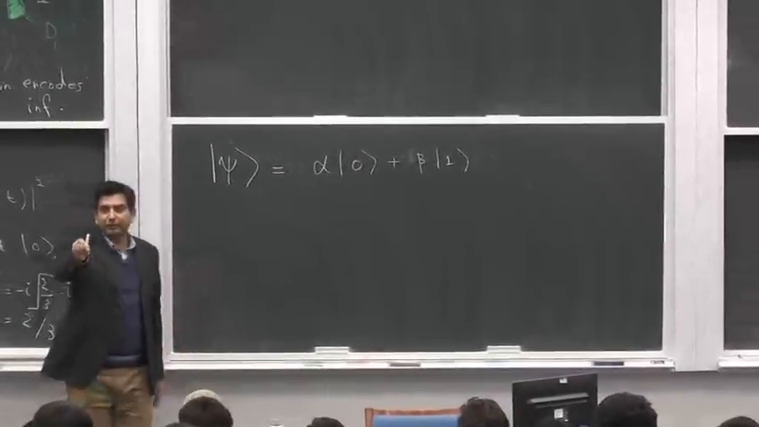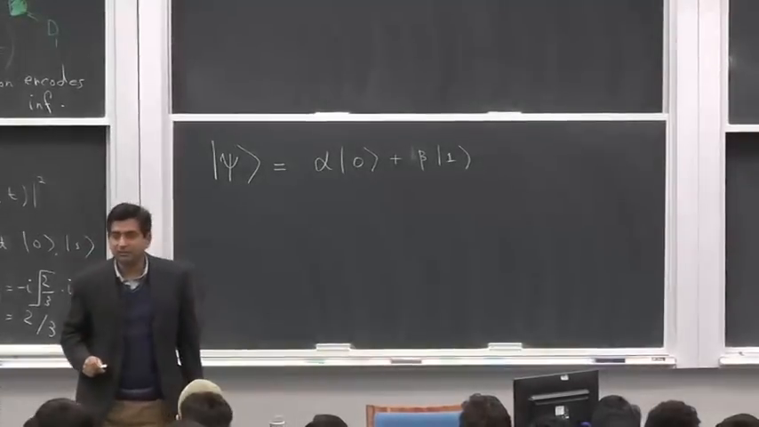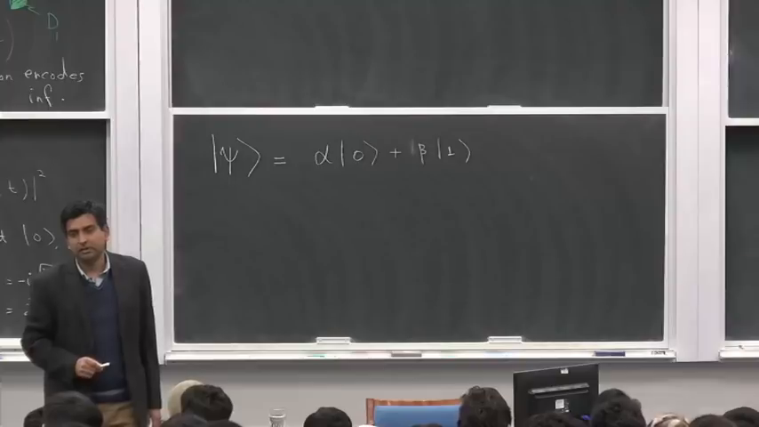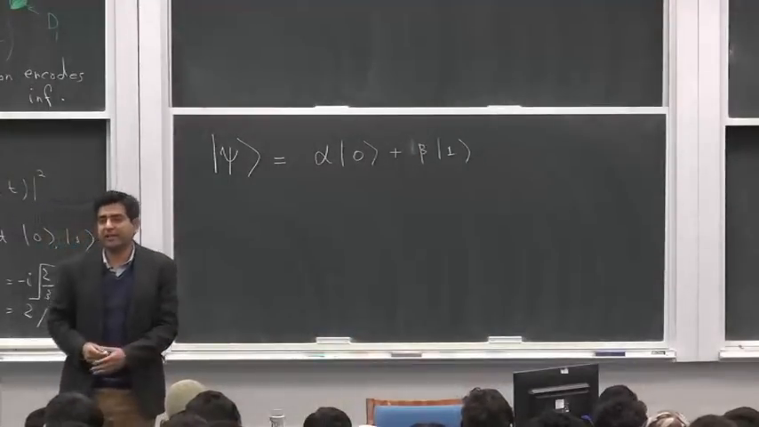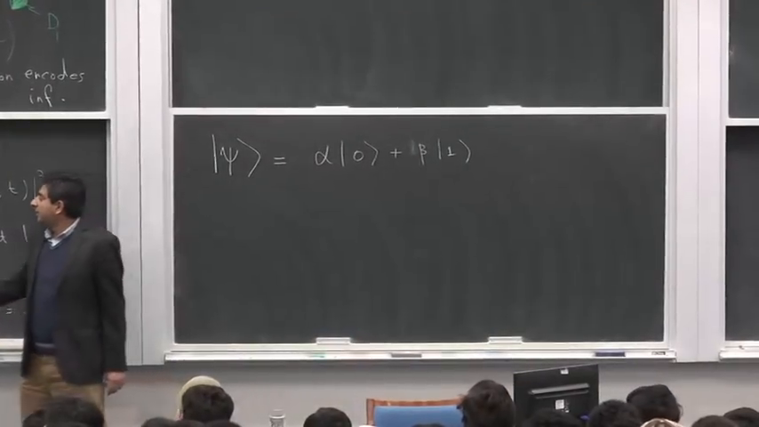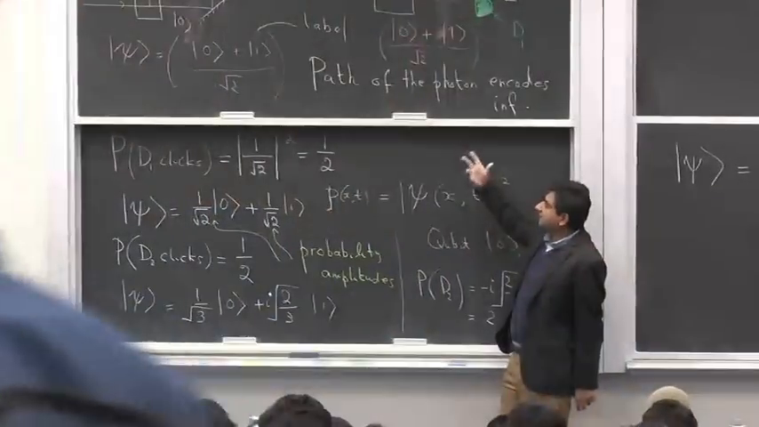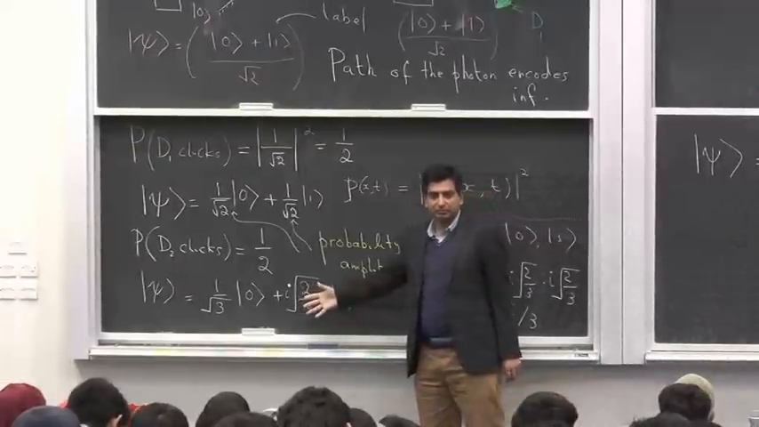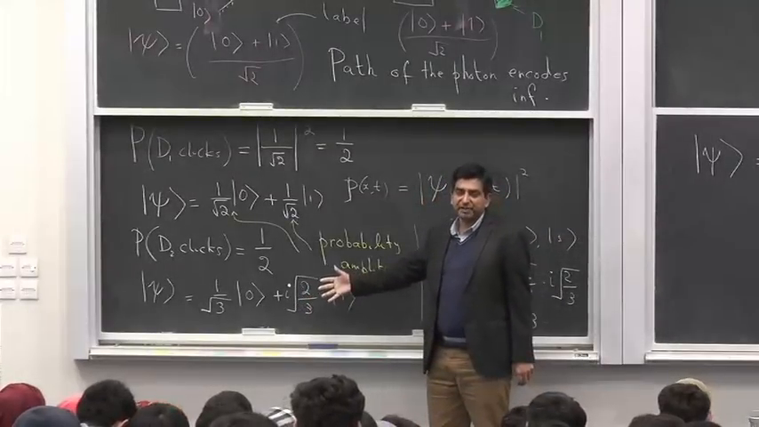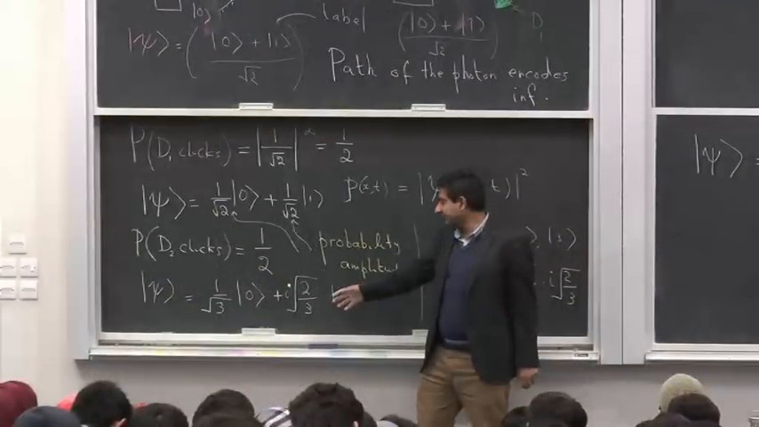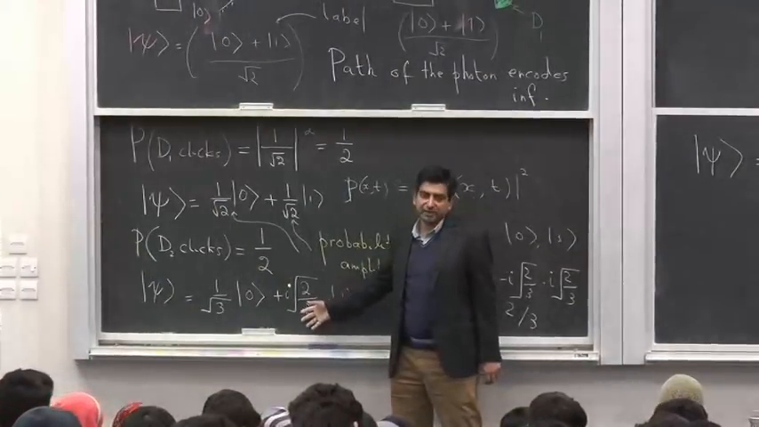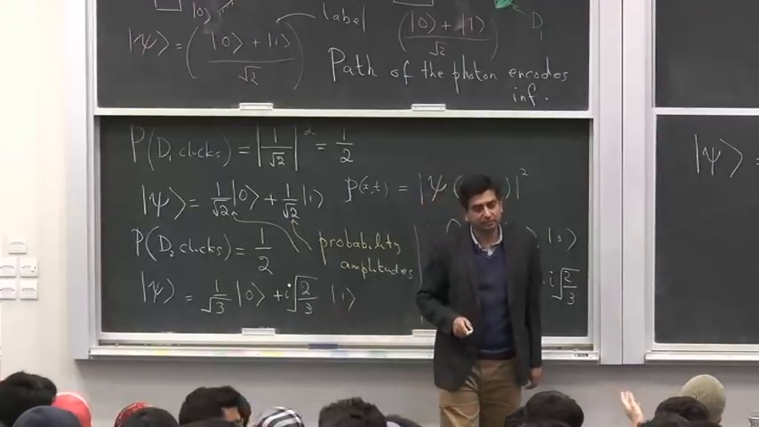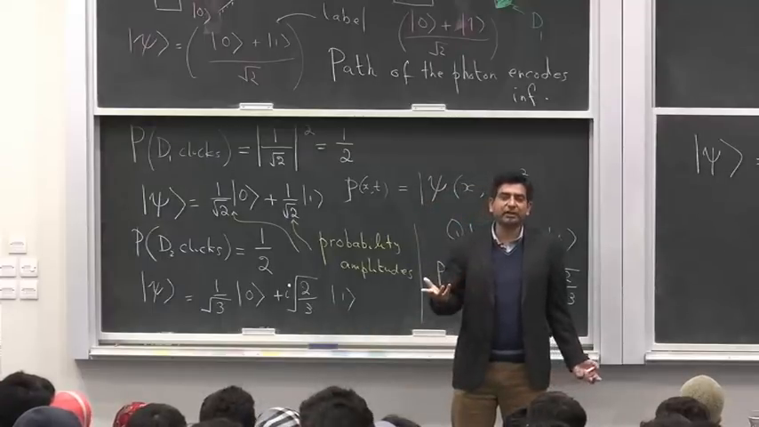Okay, you had a question, my friend. Why did they change? I'm just giving you. Suppose I have a beam splitter which is engineered such that it creates this superposition. Okay, so superpositions can change. There is nothing that's preventing you from having a quantum state of this kind. It's not the default position.